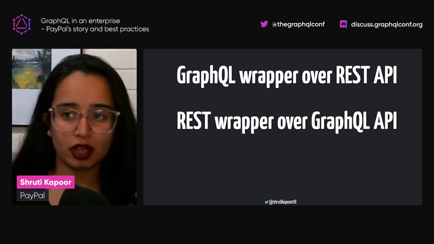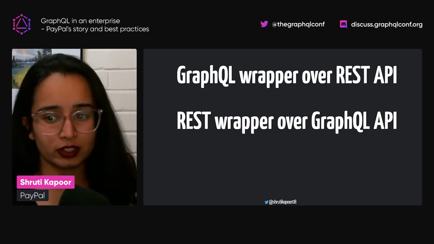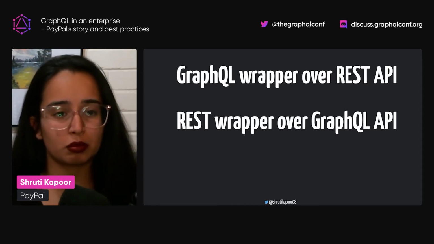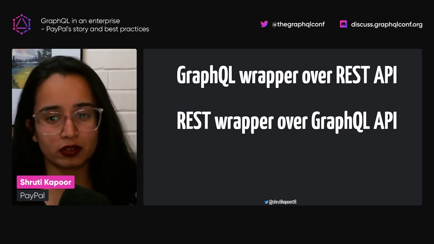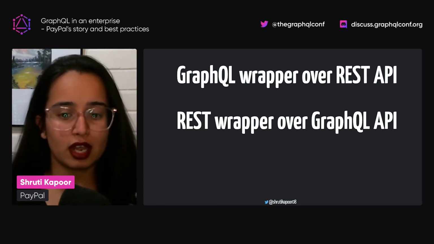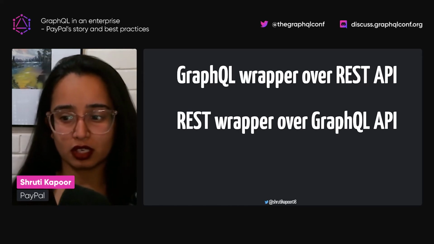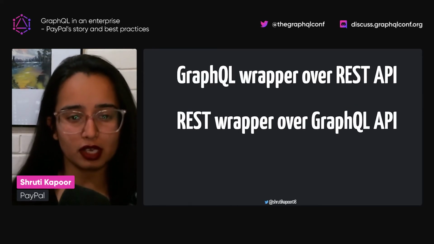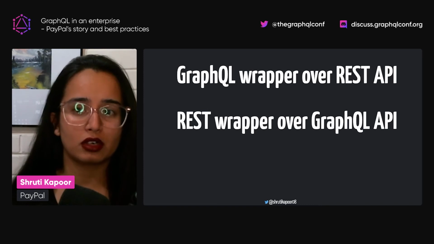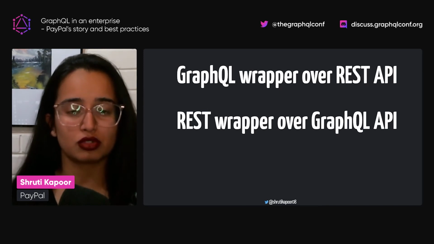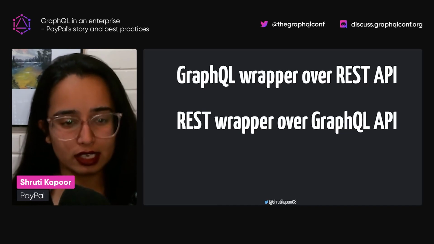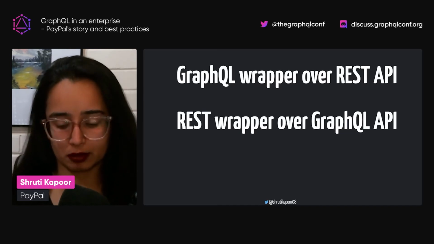Another technique is to have a REST wrapper over a GraphQL API. Usually the companies that adopt this approach are the ones that need to support both REST APIs and GraphQL APIs, or at least need to support REST APIs. This way you don't have to maintain two different APIs, but instead you can build your ground up layer as a GraphQL API layer, and then just to support the REST clients, you can have a REST wrapper over the GraphQL API.